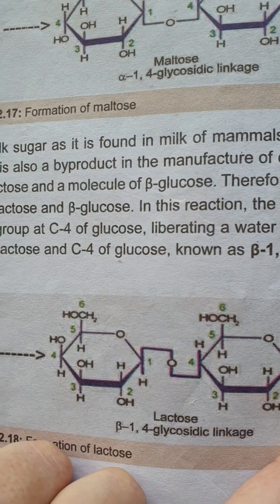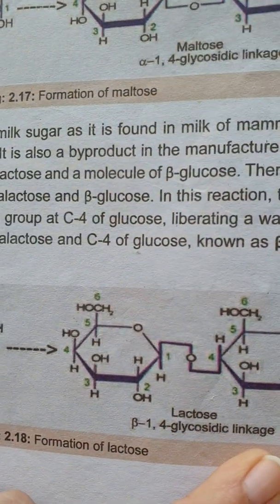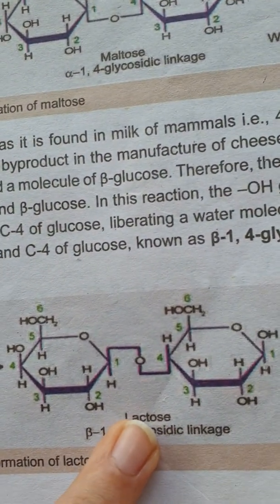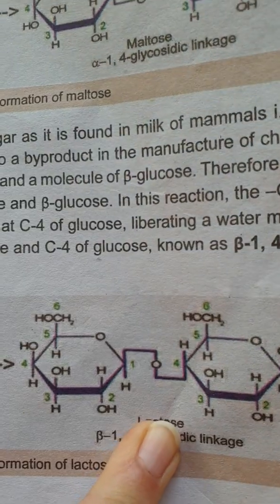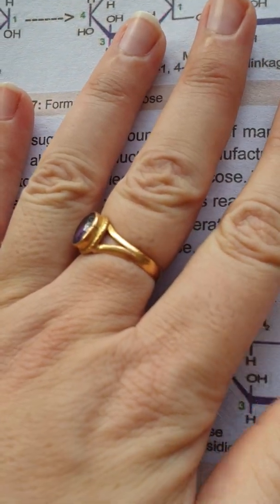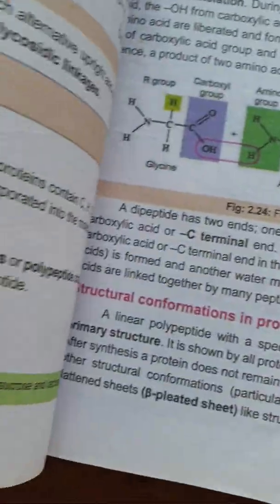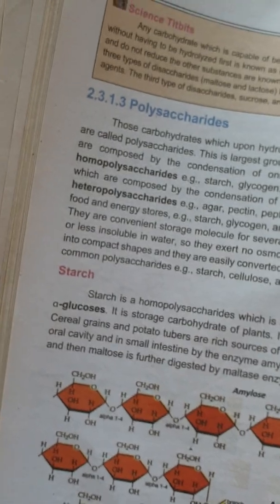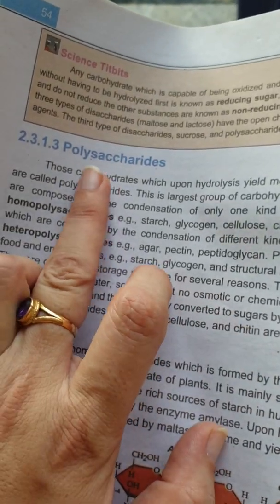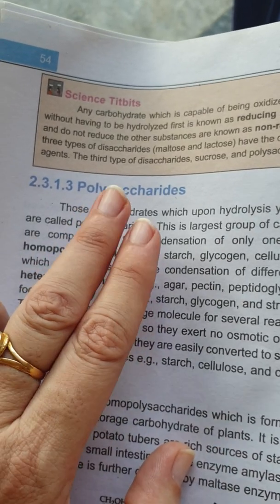And this is also very important because on hydrolysis it gives galactose and glucose, and also milk sugar is very important for the growth of living organisms. Now the polysaccharides, that are made up of many monosaccharides.